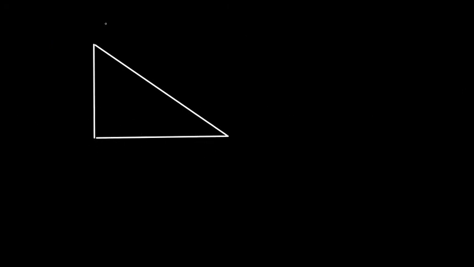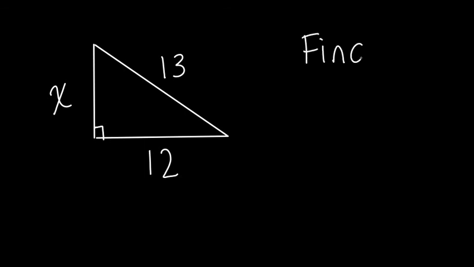So this is a right triangle, and we have the values 12 and 13. So 13 is our hypotenuse, and 12 is one of the sides, one of the shorter sides. So what is x if x is the other side? So find x, that is your problem.